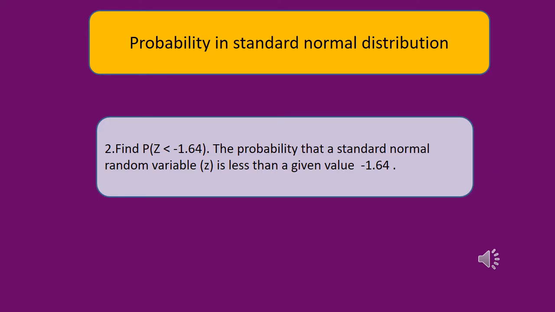We'll go to the next calculation, next sum. The second one: find the probability of Z less than minus 1.64. The probability that a standard normal random variable Z is less than a given value, minus 1.64, is the probability you need to find now.